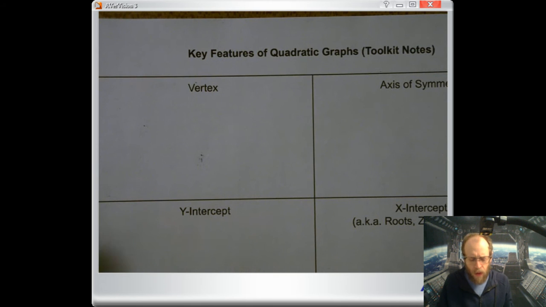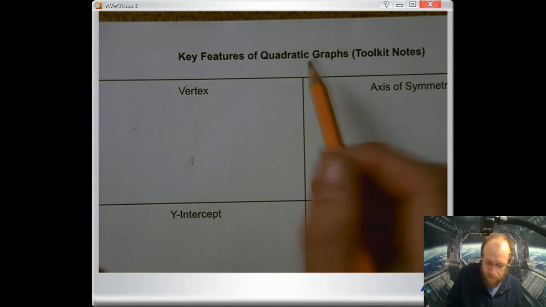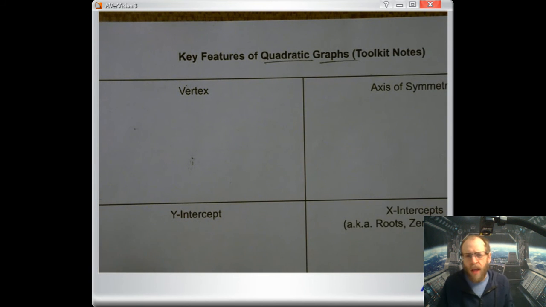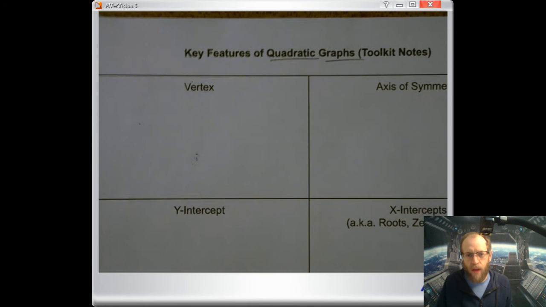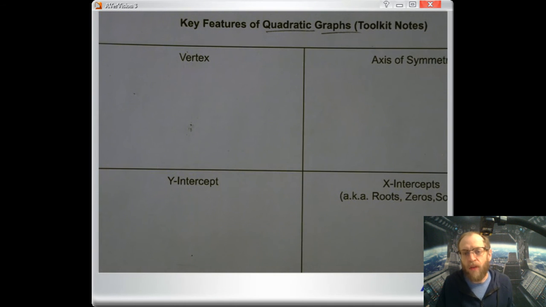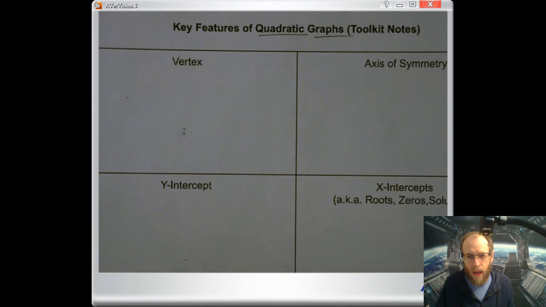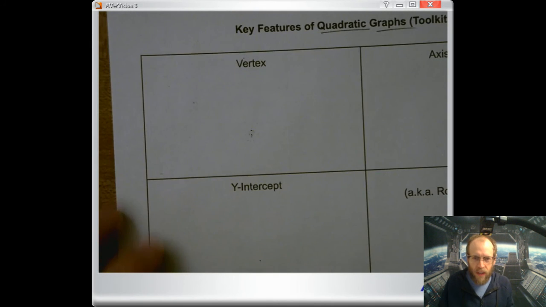Hey guys, we're going to review some of the concepts from the last couple of weeks of activities, stuff about quadratic graphs. If you have the capability, I've posted a copy of this that you can print off and write on. Otherwise, just write some notes on a sheet of paper so that you can have them when you do quizzes and assignments. So let's talk first about the vertex.